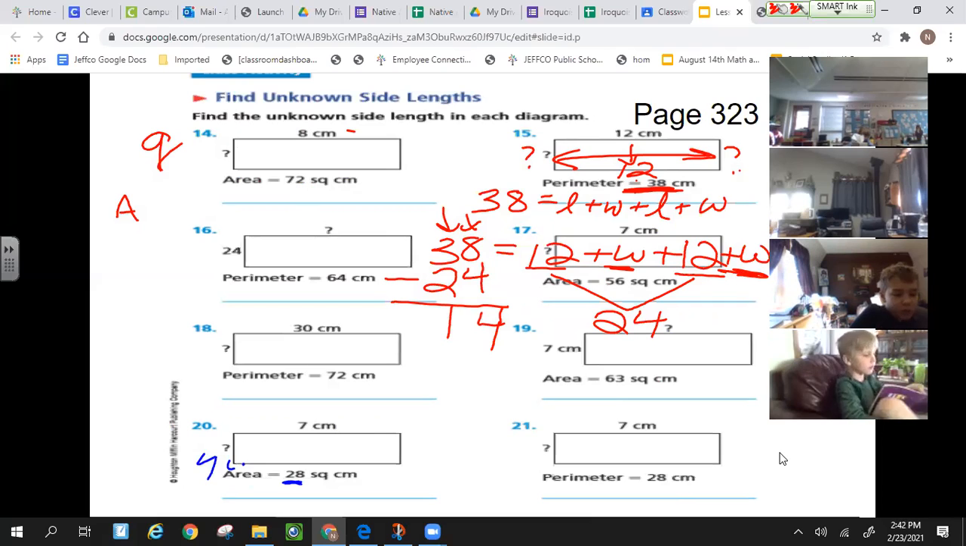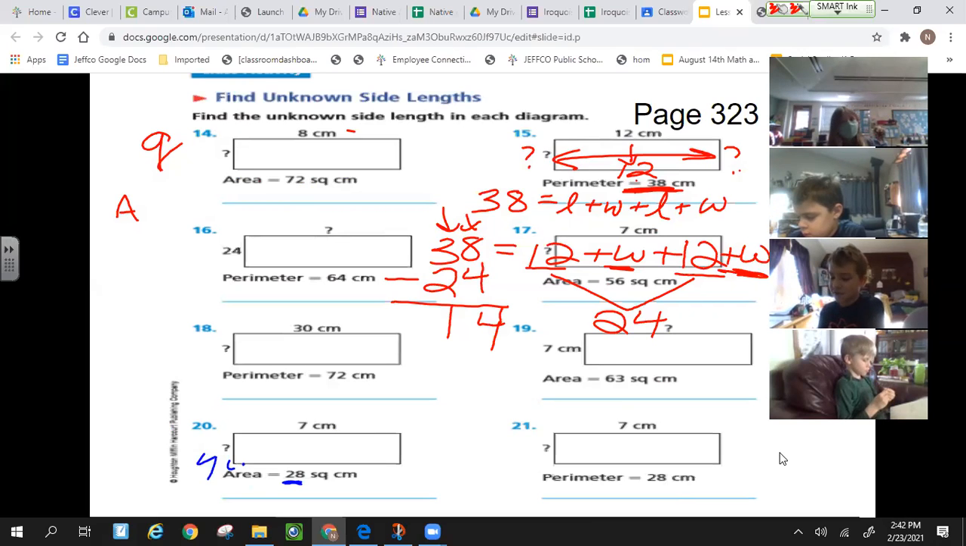One way you could do it is... So this is 12 and this is 12. That's 24. I have 38 centimeters around the whole thing. I have 14 left to split between 2 sides, and they have to be the same. How can I find out what that's going to split into equally? You're right, but how do you know? How do you know it's 7?